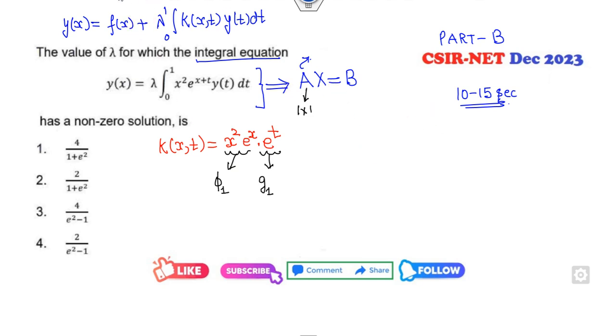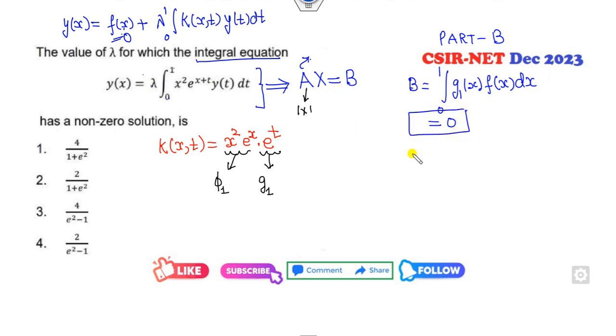So what is my B? Let me write the formula for B. Let me clear this one. B is the integral, with whatever limits are given to you, 0 to 1, of g1 of t into f of t. Or you can simply write it in terms of x, because t is a dummy variable here, so g1(x) into f(x). What is f(x)? If you compare them, f(x) will be 0. Fine. So it means this integration will be 0.